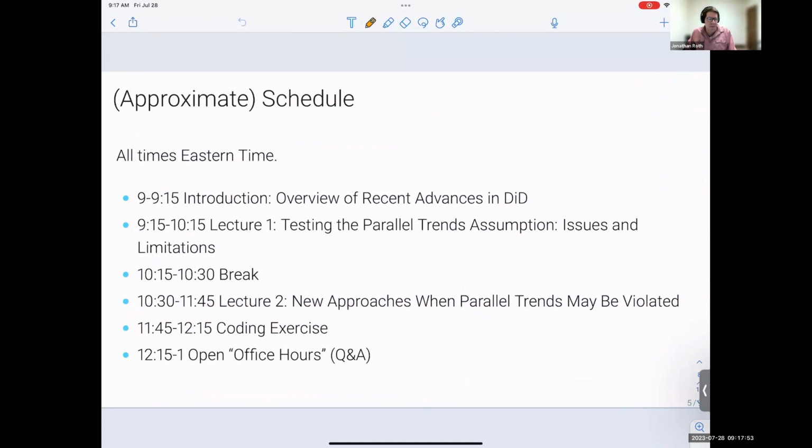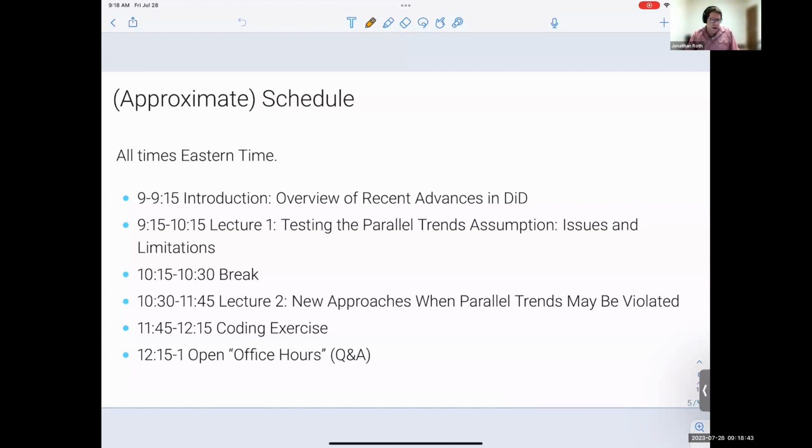Okay, so the approximate schedule for the day is as follows. Obviously, we started just after 9, so probably everything will be pushed back by a few minutes. For the first 10 or 15 minutes, I'll give an introduction, a helicopter tour, a high-level overview of what's been happening in the difference-in-differences literature in general. I won't have time to talk about everything, so I'll focus primarily on the part of the literature that I've been most active in, which is testing for violations of parallel trends and sensitivity analysis for what happens if we're not sure parallel trends holds.